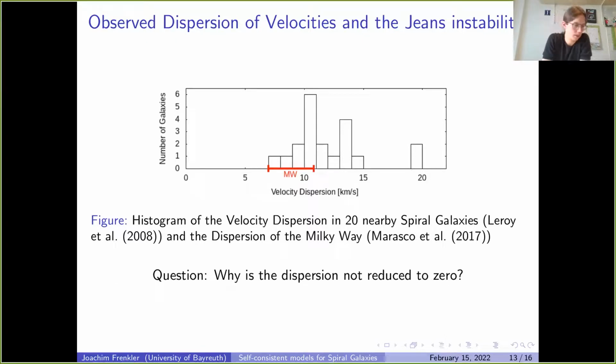I searched for an answer to this. In the astrophysical literature, I have not found one yet. Either they describe this process or they measure the dispersion and say, well, it is what it is. But when we look at this histogram above, we see that there's a large gap between 0 and the observed dispersions in spiral galaxies. So why is it not possible for this dissipative process to reduce this dispersion further? My model has an answer for this question.